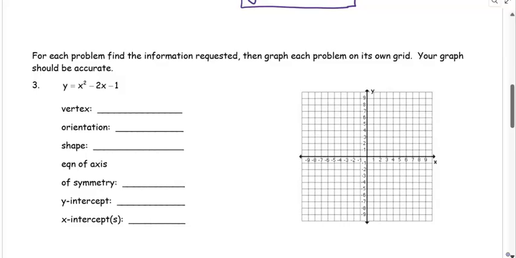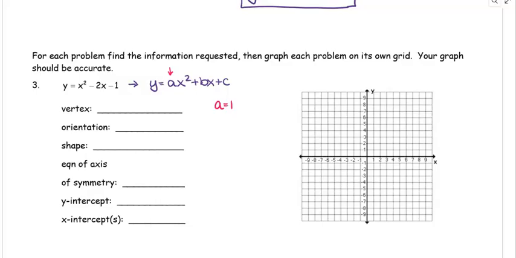So let's take a look at the equation. I have y is equal to x squared minus 2x minus 1. This right here is my standard form. This is y is equal to ax squared plus bx plus c. Just by looking at this, if I take a look at what my a value is, notice in this case, a is equal to 1.